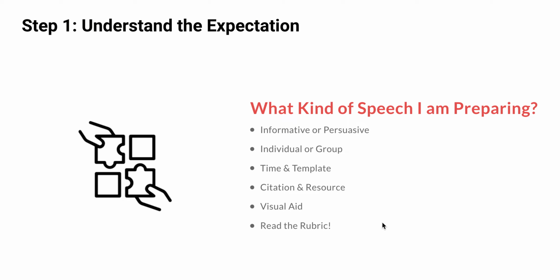Step 1 is to understand the expectation. Ask yourself the question, what kind of speech am I preparing? You want to read the rubrics and make sure you know the instructions before you get started. That way you know that you are heading in the right direction. Is it an informative speech or persuasive speech that you are preparing? Are you trying to convince people about something or just telling people about something that they didn't know?